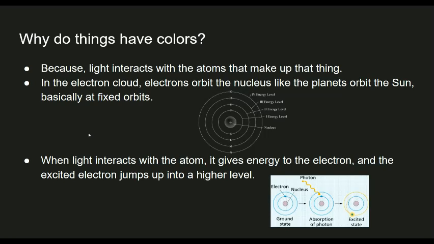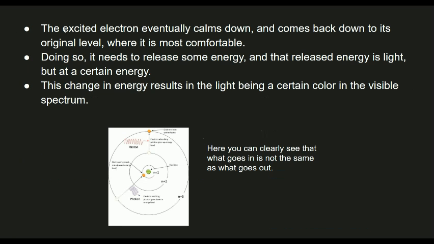But when light interacts with an atom, it transports energy to that electron and makes that electron excited. What happens is that that excited electron jumps to a different energy level, or to a different orbit. Once that excited electron calms down, it comes back down to its original level where it's most comfortable, where it naturally wants to be. And in doing so, it releases some energy.